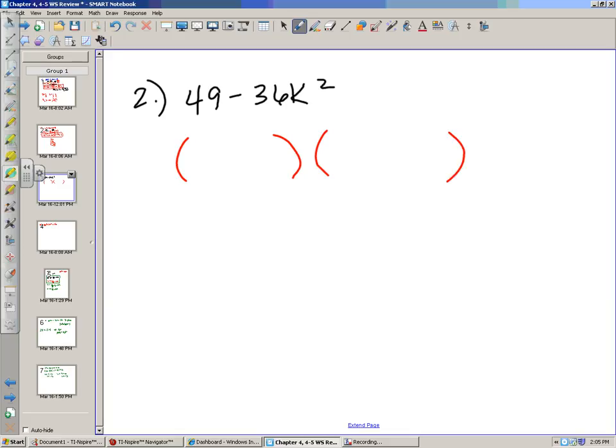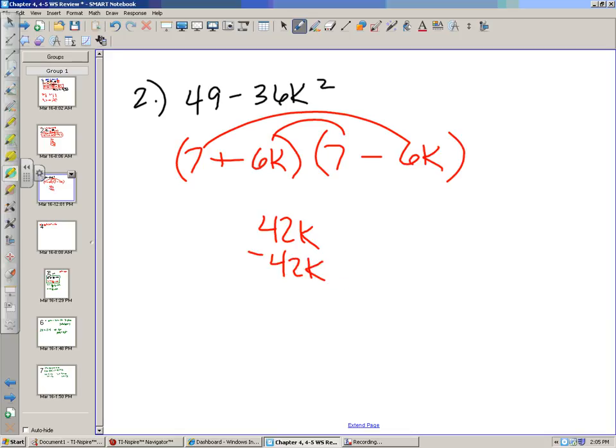49 is a perfect square, so what's that going to be? 7 and 7. I need a negative 36, so what's it say about my signs? Positive, negative. And 36k squared. 6k and 6k. Inner, 42k. Outer, negative 42k to give you 0k. Is that what I wanted?